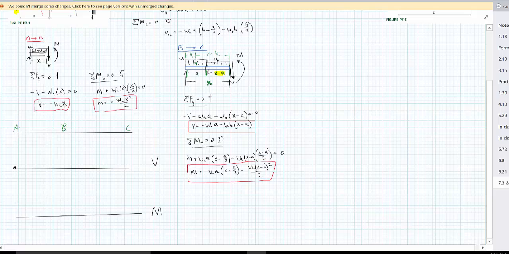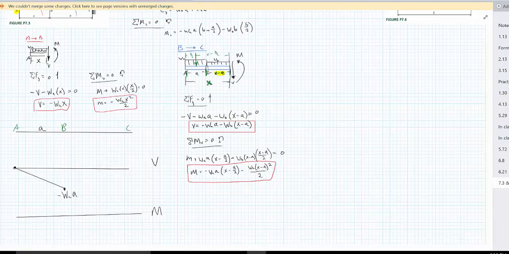But when we plug in our distance, which in this case going from A to B, our distance is a. When we plug in the full distance when we get to B, then our shear magnitude is going to be negative W sub A multiplied by a. And between those 2 points is just going to be a straight line. Okay?